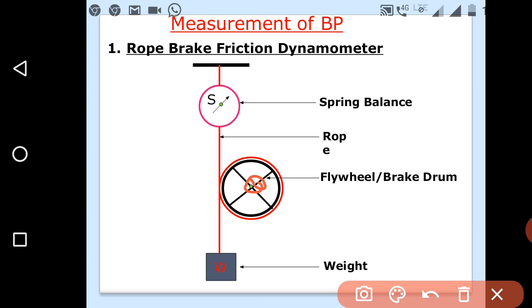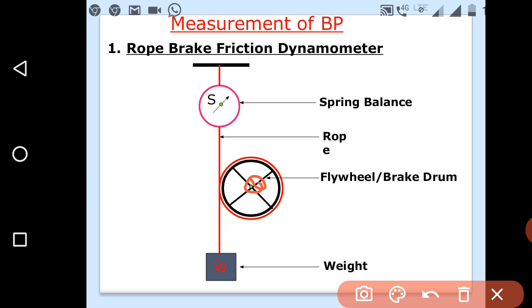What will happen is that the power produced by the crankshaft will be restricted by the frictional forces of the rope over the circumference of the flywheel. After attaining constant speed, we can say that the power produced by the crankshaft is equal to the frictional forces acting on the drum. So we are equalizing them with each other.